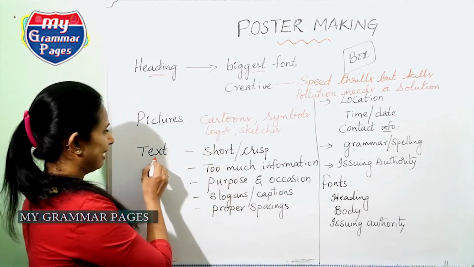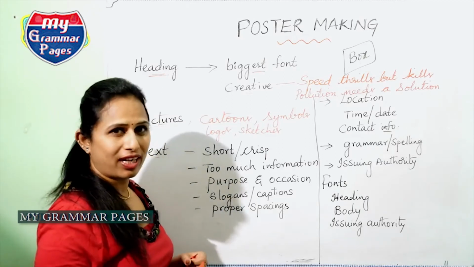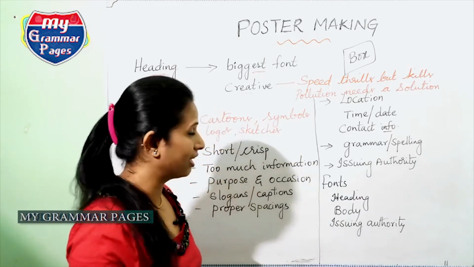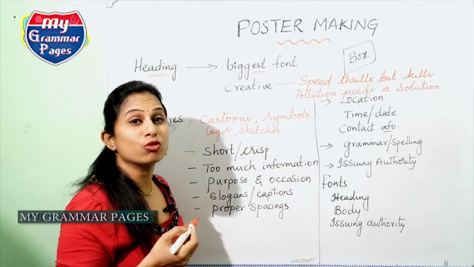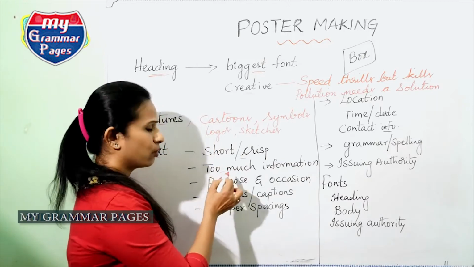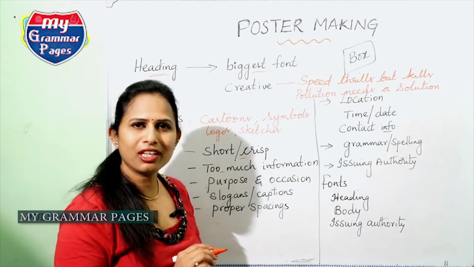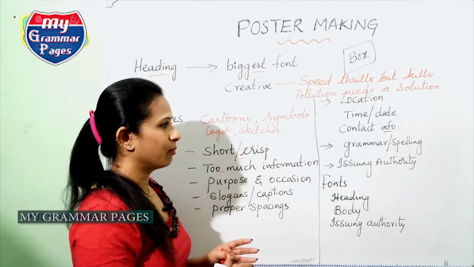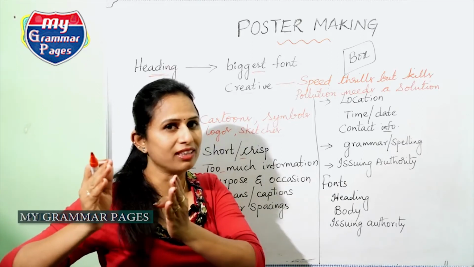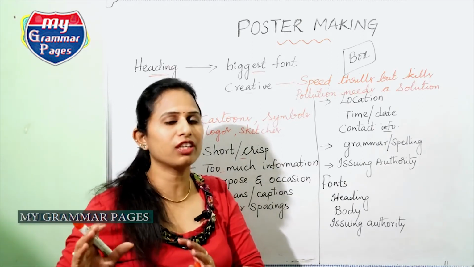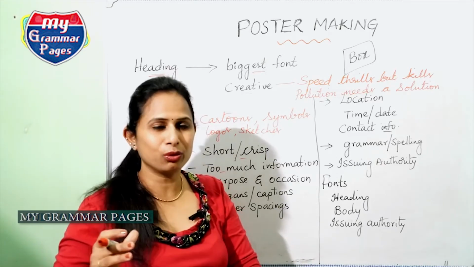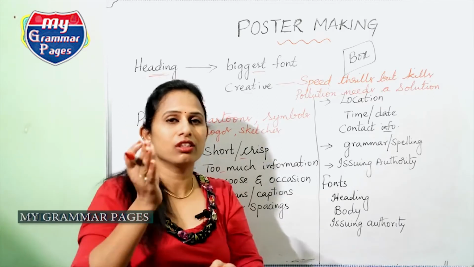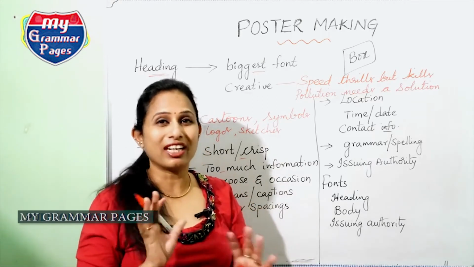Coming to the next thing, the text. How to write the text? My dear friends, remember one thing, the text should be very short and crisp. It should be message oriented. And if you have too much information, please do not write it. Write whatever is needed for the poster, because you will be left with only a little space where too much information will not fit. Even if you try to do it, it will become cluttered. Do not overlap one letter upon the other and make it very shabby.